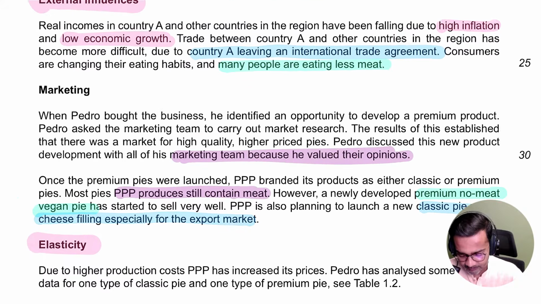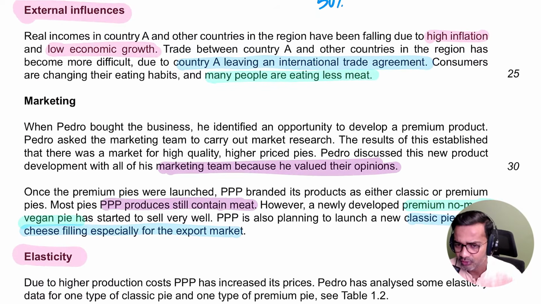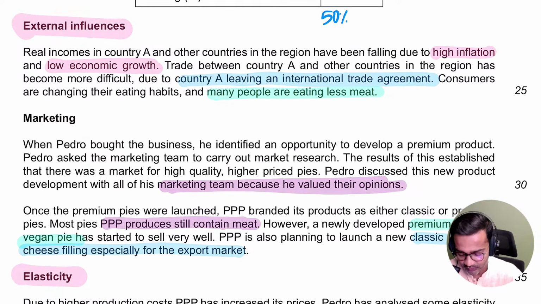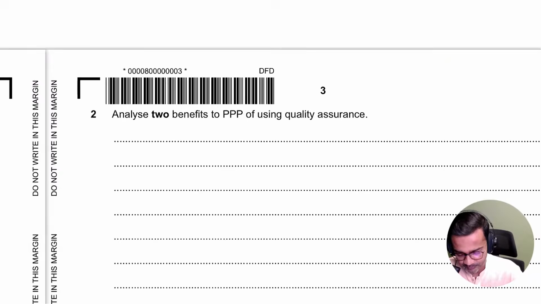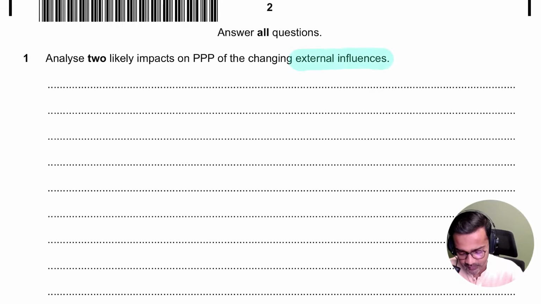Okay. Actually, I think I want to now go to start developing the first answer, right? I think I've got enough content here to really at least develop the first paragraph of it really well. And what I'm going to do is I'm going to use this point here that consumers are changing their eating habits, where many are eating less meat, and the fact that they have a premium no meat pie which is doing really well. Okay, so where is that question? Here it is, 8-mark question.